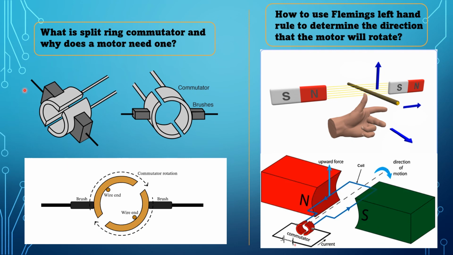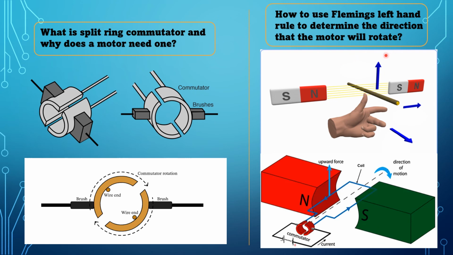Then we have the question that people ask us: what is the split ring commutator and why does the motor need one? A split ring commutator is two metal half rings connected to the brushes. They provide points of electrical contact between the coil and the external circuit. And the purpose of the split ring commutator is to reverse the current every 180 degrees so that the motor spins around constantly. It doesn't stop in one place.